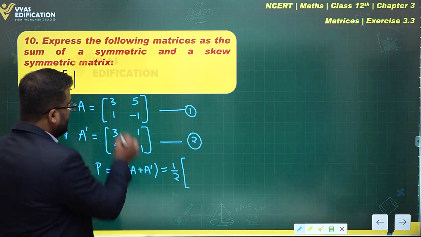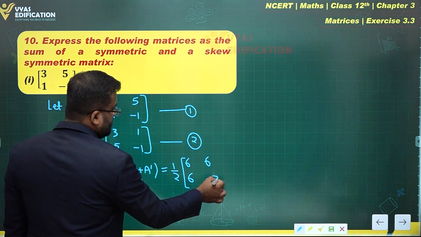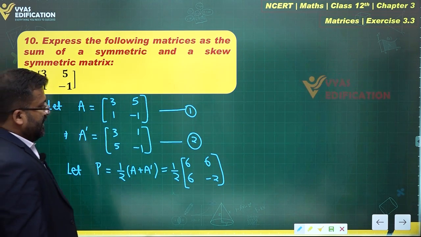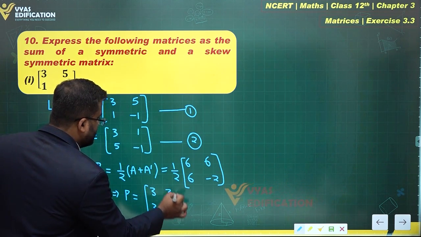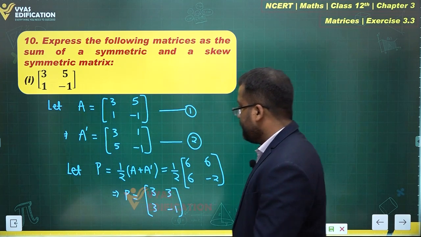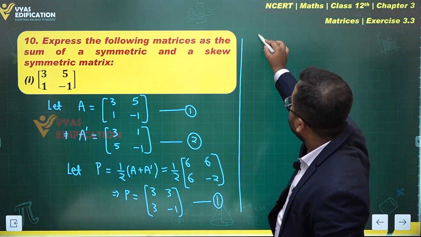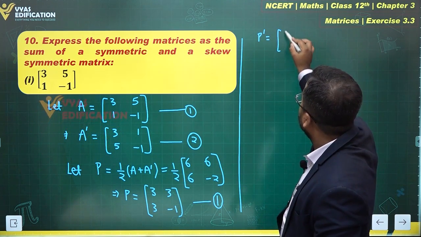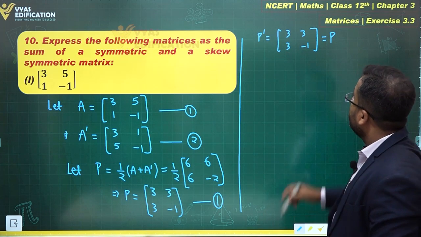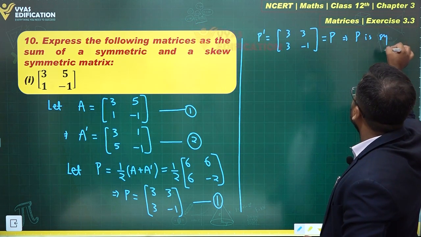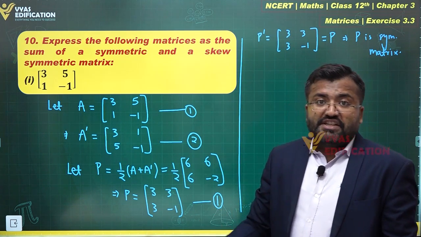What is that? 3 plus 3 is 6, 5 plus 1 is 6, 1 plus 5 is 6, and minus 1 minus 1, the sum is minus 2. On multiplying it with half, this gives me P equals 3, 3, 3, minus 1. This is the matrix P. Observe that P prime is equal to 3, 3, 3, minus 1, which is equal to P only, and implies P is a symmetric matrix. We have found P and P is a symmetric matrix.